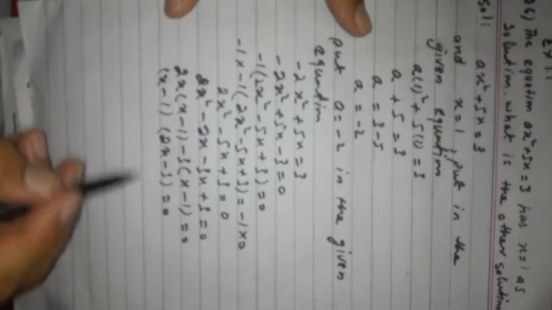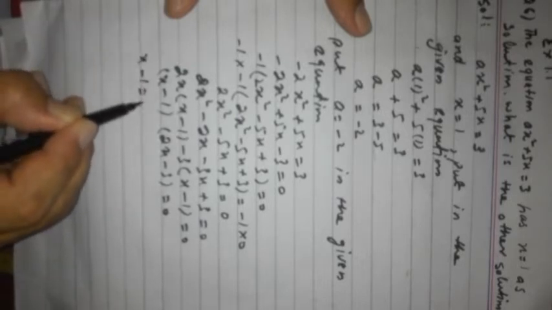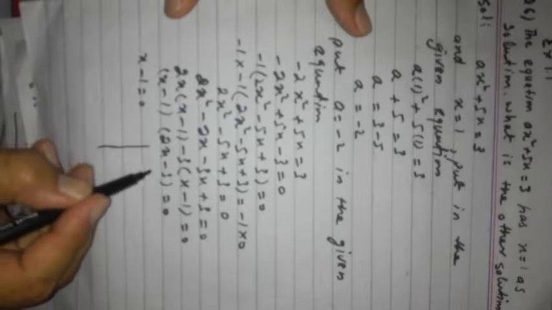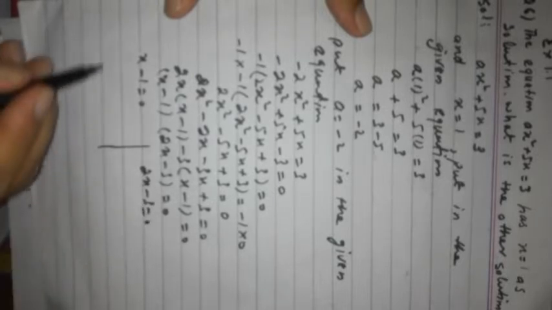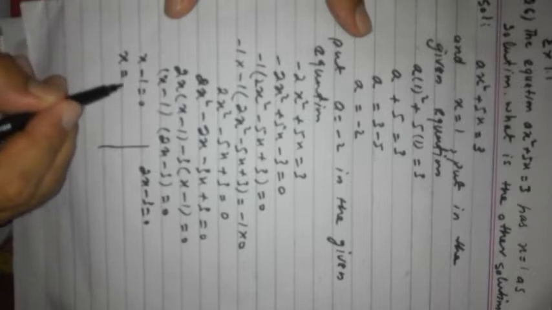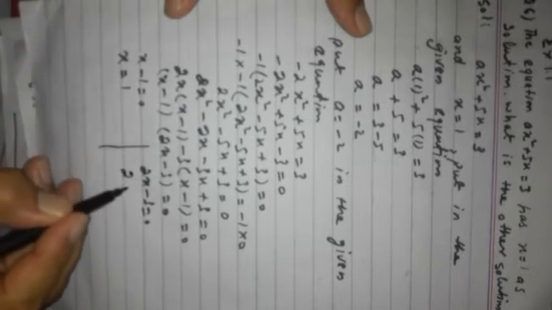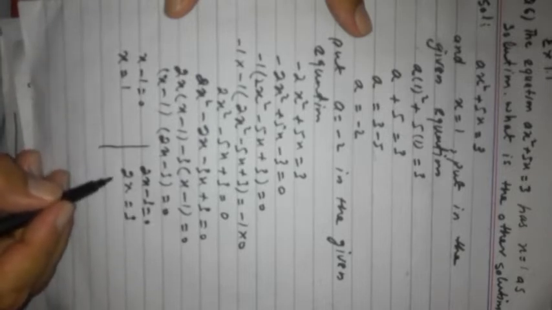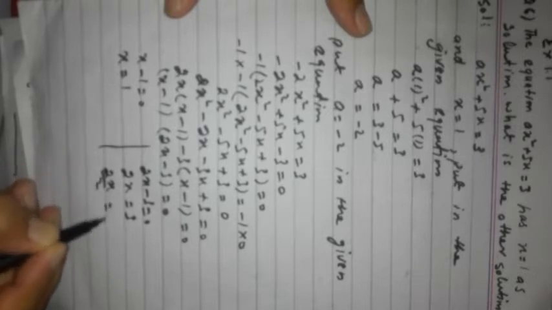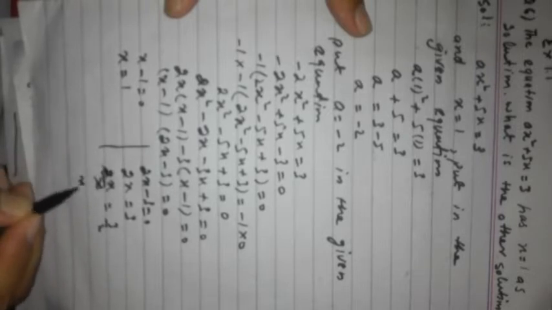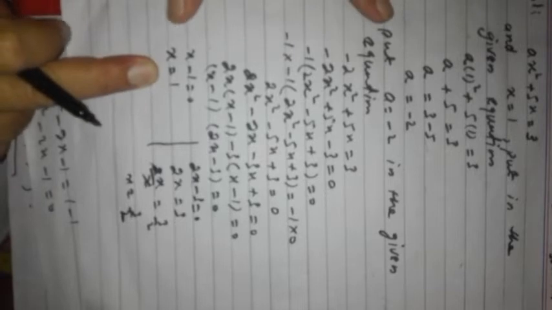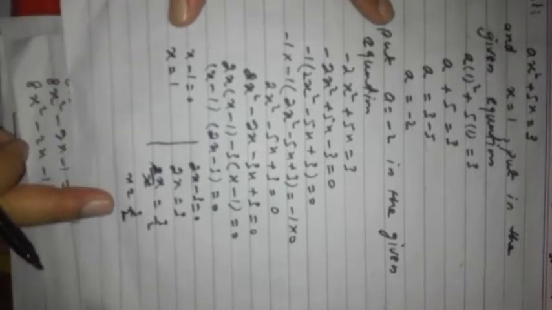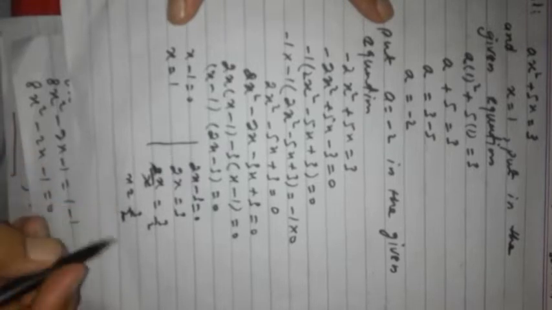The product of these two is 0, so take x minus 1 equals to 0 and 2x minus 3 equals to 0. Shift this 1 to the right side, we get x equals to 1, and shift this 3 to the right side, we get 3. Now here divide both sides by 2. X is equal to 3 by 2. This 3 by 2 is the other solution. It is given in the question that x is equal to 1 is one solution. This 3 by 2 is the other solution. We have found it.